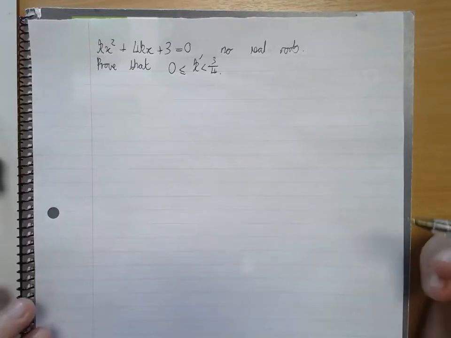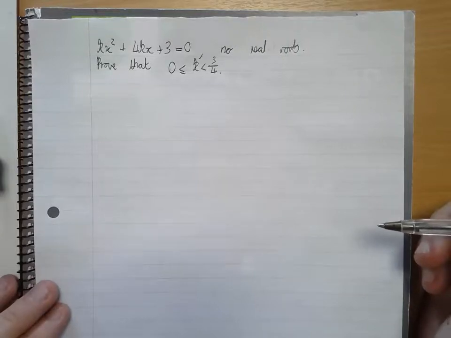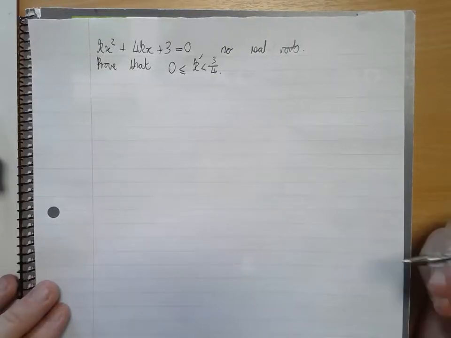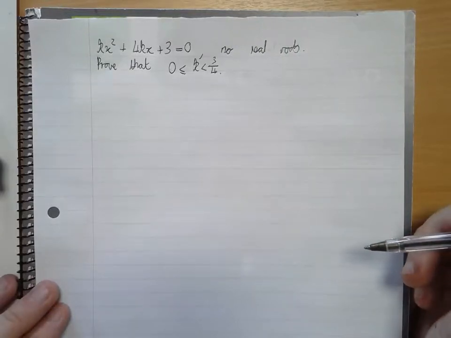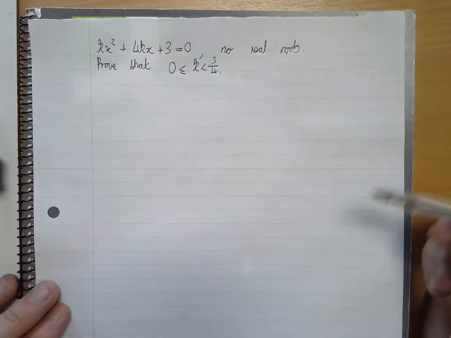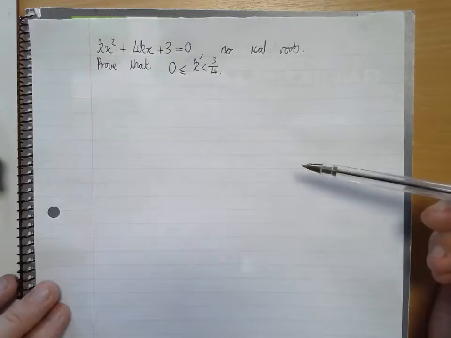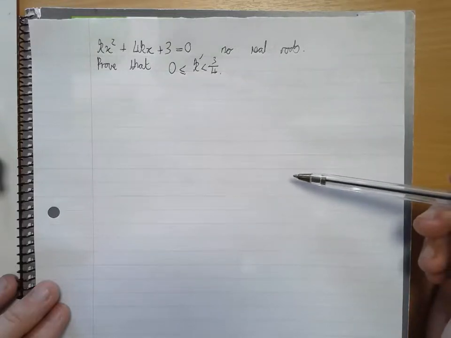Okay, so what we've got then is kx squared plus 4kx plus 3 equals 0. It has no real roots, and we will prove that k is bigger than or equal to 0 and less than 3/4. All we're also going to do, you've got no real roots there. We know we're going to be looking at the discriminant later on.